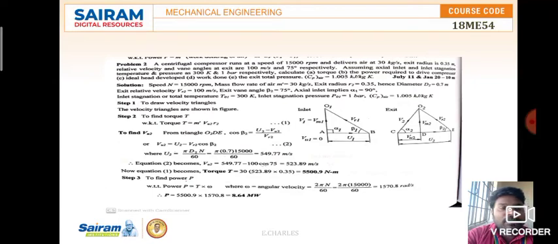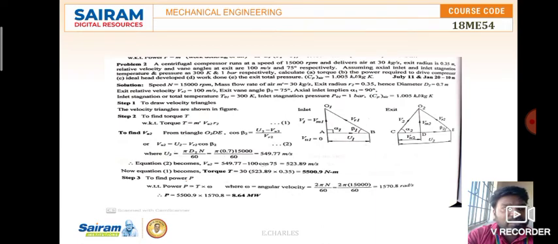Hello students, so we are studying the centrifugal compressor module, and at this topic we have already solved one numerical problem, and we will solve one more numerical from this topic so that we'll understand it better. The second numerical goes like this: a centrifugal compressor runs at a speed of 15,000 rpm and delivers air at 30 kg per second.